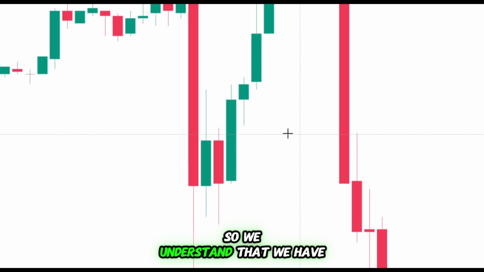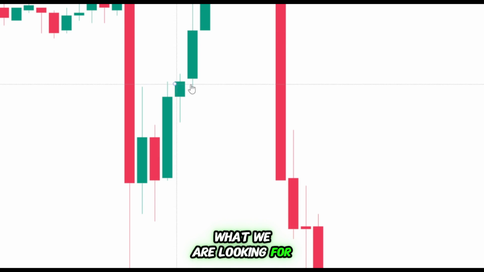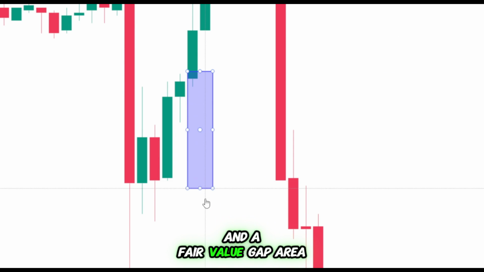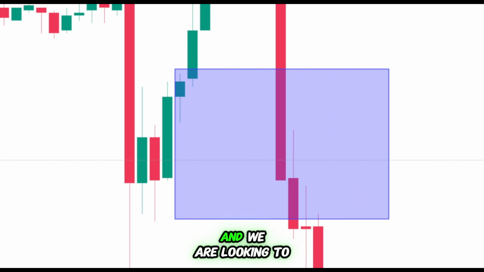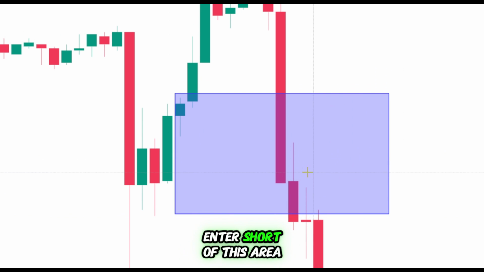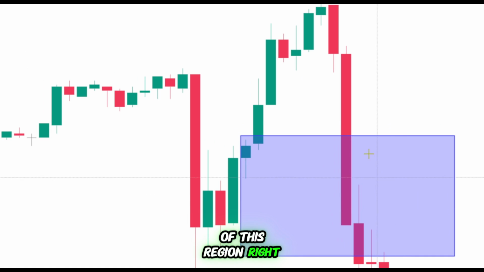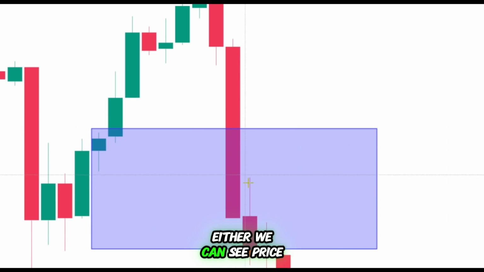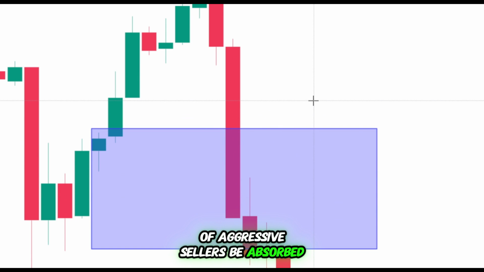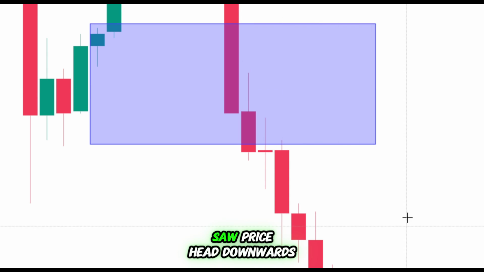So we understand that what we are looking for here is a demand area and a fair value gap area. This is an area that price has come into, and we are looking to enter short off this region. So when we come into a demand zone, there's two things that can happen. Either we can see price bounce off and aggressive sellers be absorbed, or, in this case, we saw price head downwards.